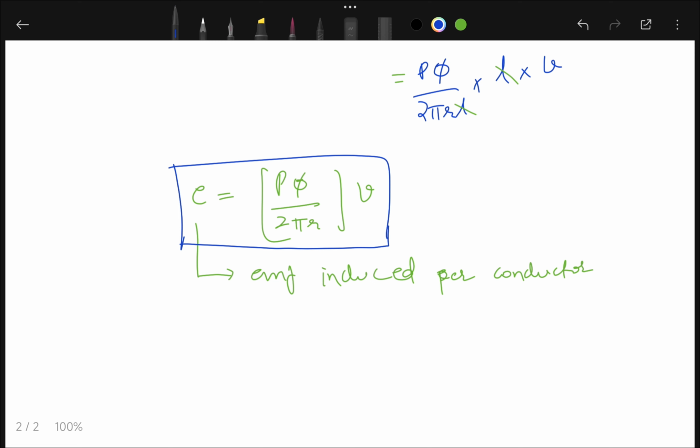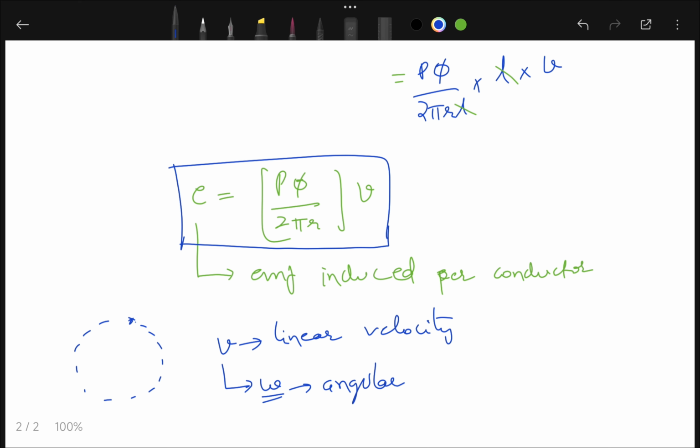But if you observe, generally our conductors follow circular motion like this. But V represents linear velocity, so this linear velocity must be converted to omega. Omega is angular velocity in radians per second, while linear velocity has units of meters per second. So we infer that our conductors are moving in circular motion, and hence the velocity is angular velocity in radians per second.